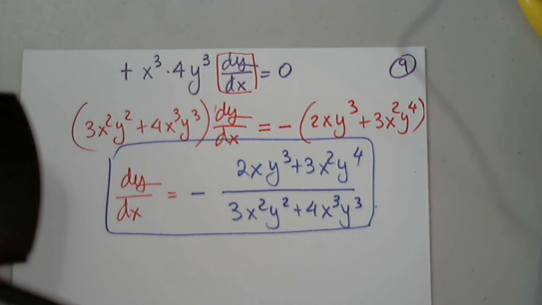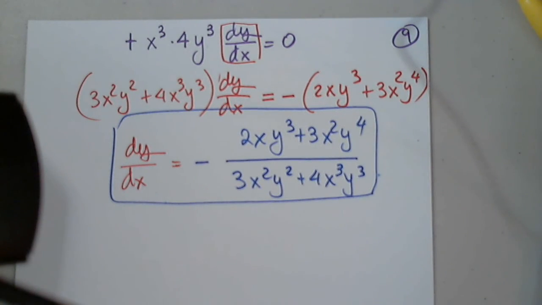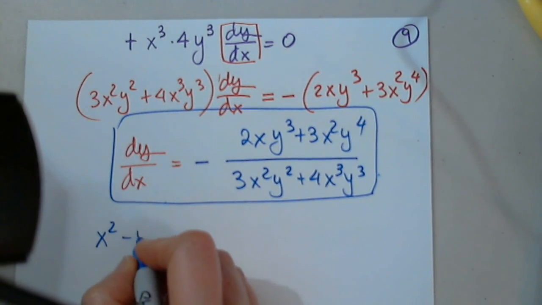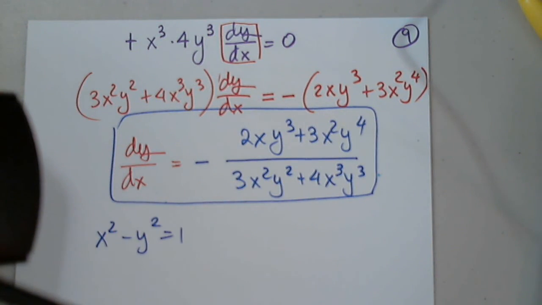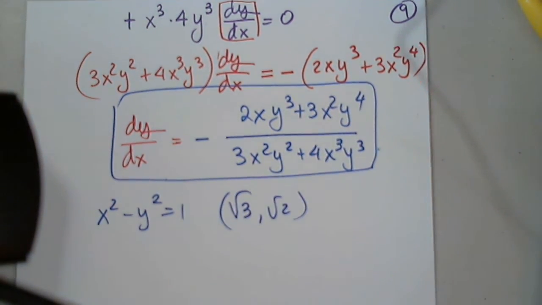Do we need another, or is this clear? Can you have another one? Sure, please choose. Read number 6. In number 6 we have x squared minus y squared equals 1. And we are given the square root of 3 comma the square root of 2 as the point.